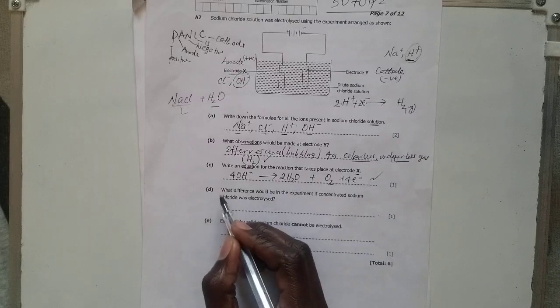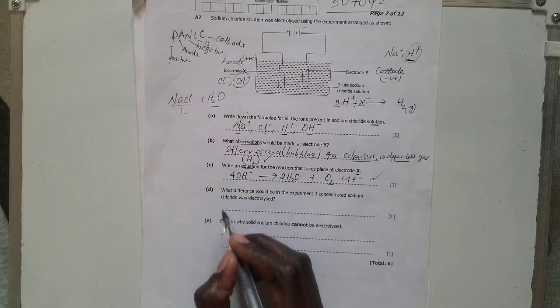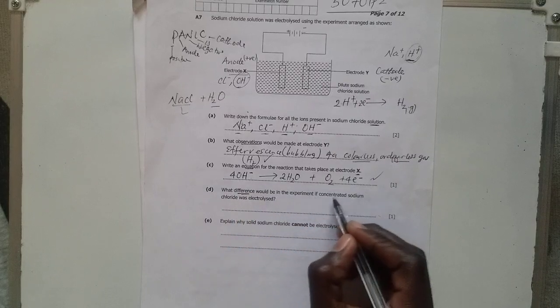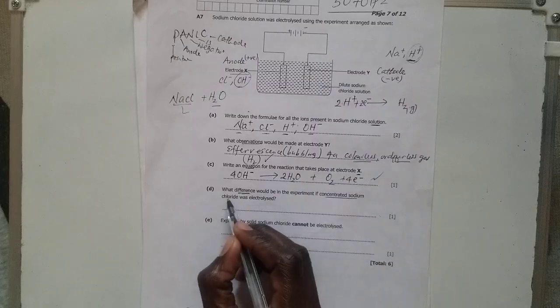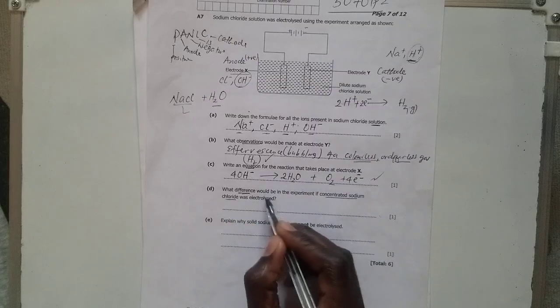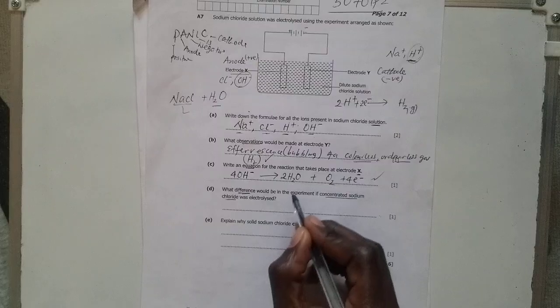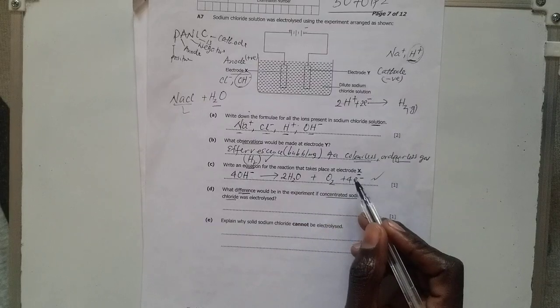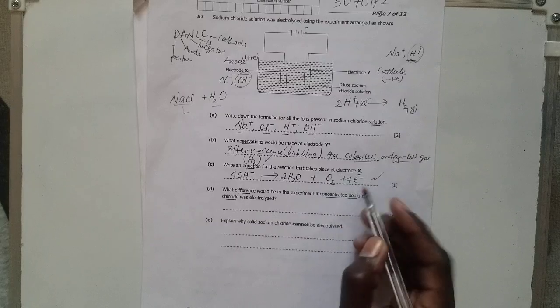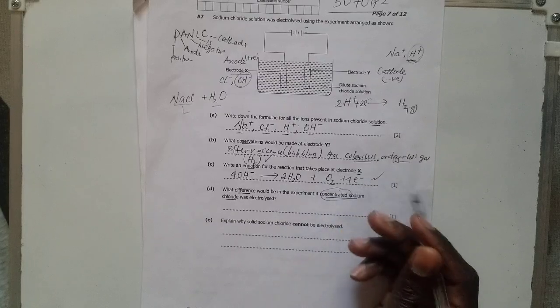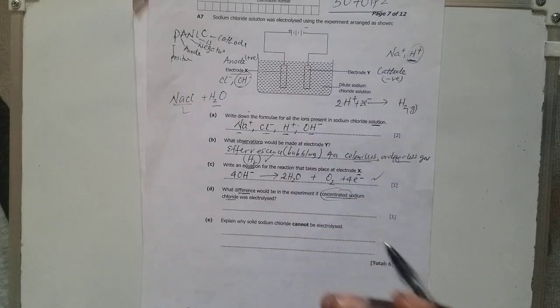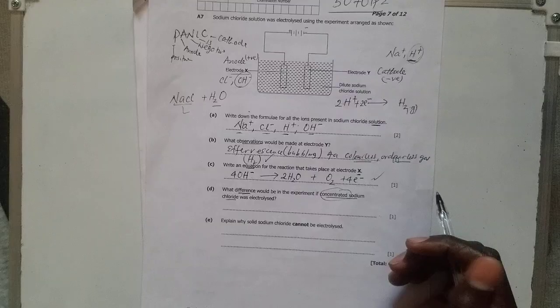Then part D there says, what difference would be in the experiment if concentrated sodium chloride was electrolyzed? So there will be a difference when you are using concentrated sodium chloride. When they tell you concentrated, it simply means there's little water that is actually available.